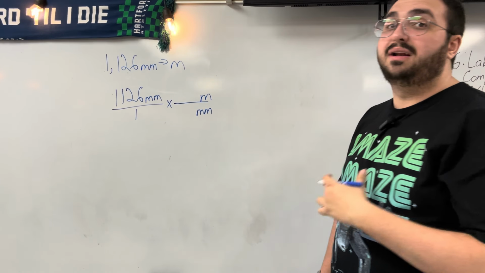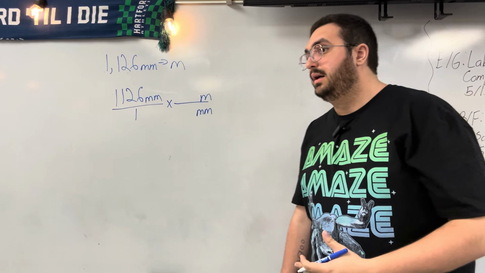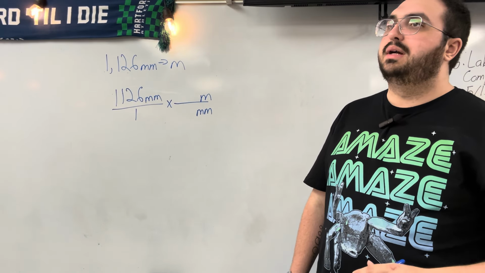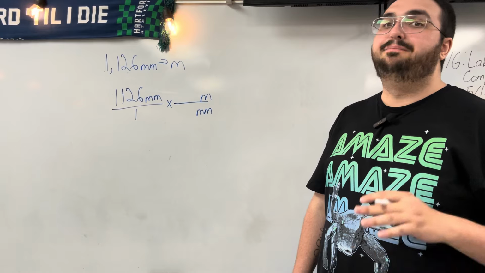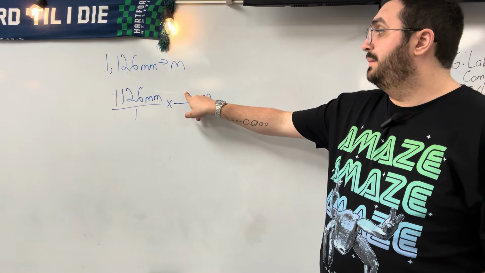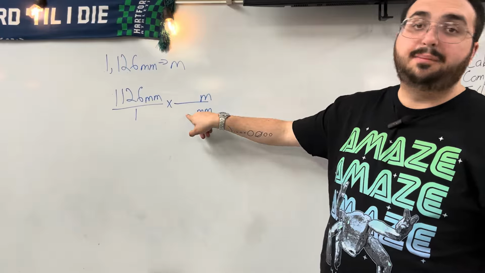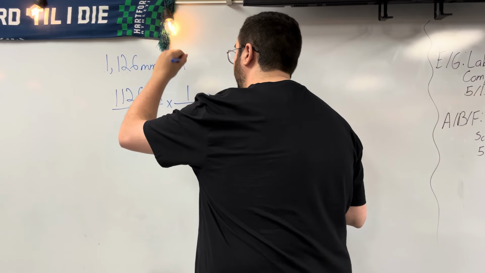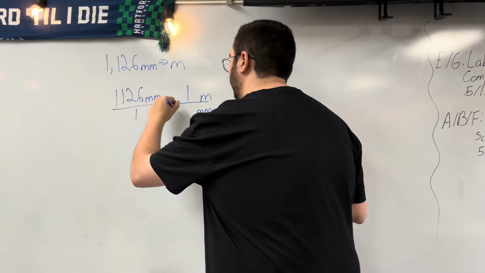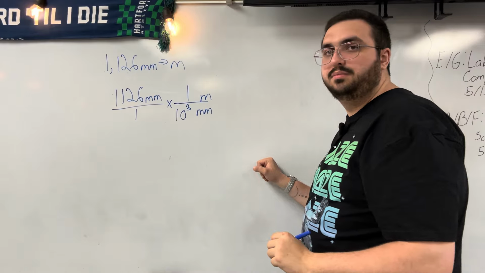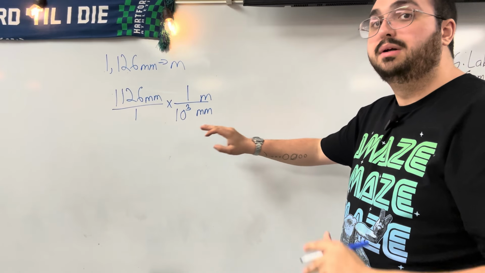From here, I need to fill in my numbers. My general rule of thumb for this, you can always remember which one is which by remembering that the bigger unit gets the 1. So there is 1 meter for every 1,000 millimeters. Okay, I know millimeters go into meters, so 1 meter for every 1,000 or 10 to the 3 millimeters. Okay, same exact number, just a different way of writing it.